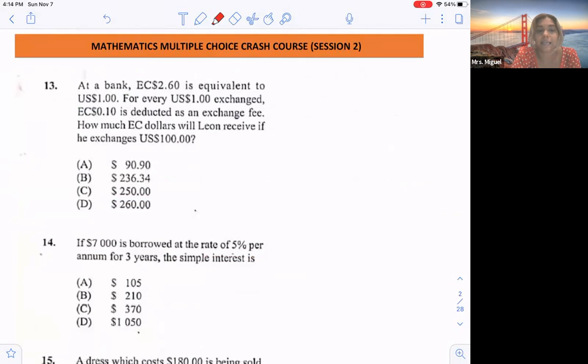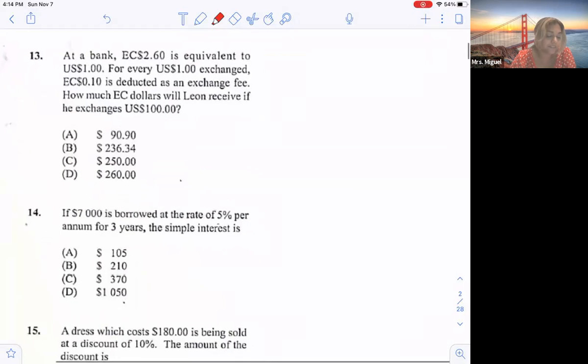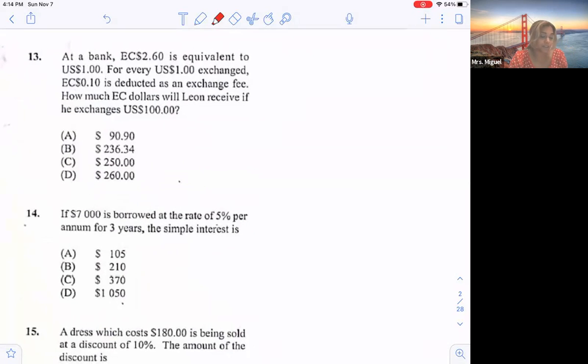Question 13. At a bank, EC $2.60 is equivalent to 1 US. For every $1 exchanged, EC 10 cents is deducted. How much EC dollars would Leon receive if he exchanges $100? So here's what we have. US $1 is equal to EC $2.60. Leon wants to change $100.